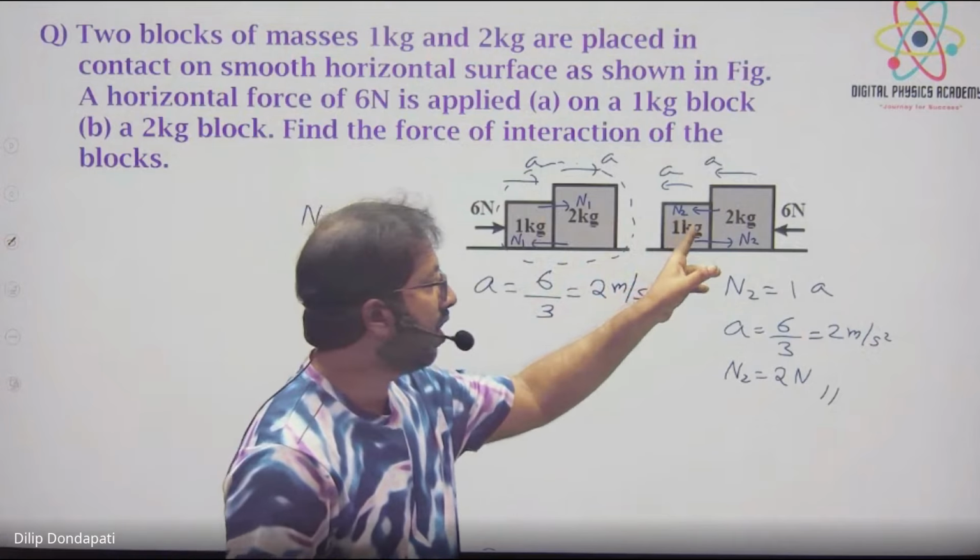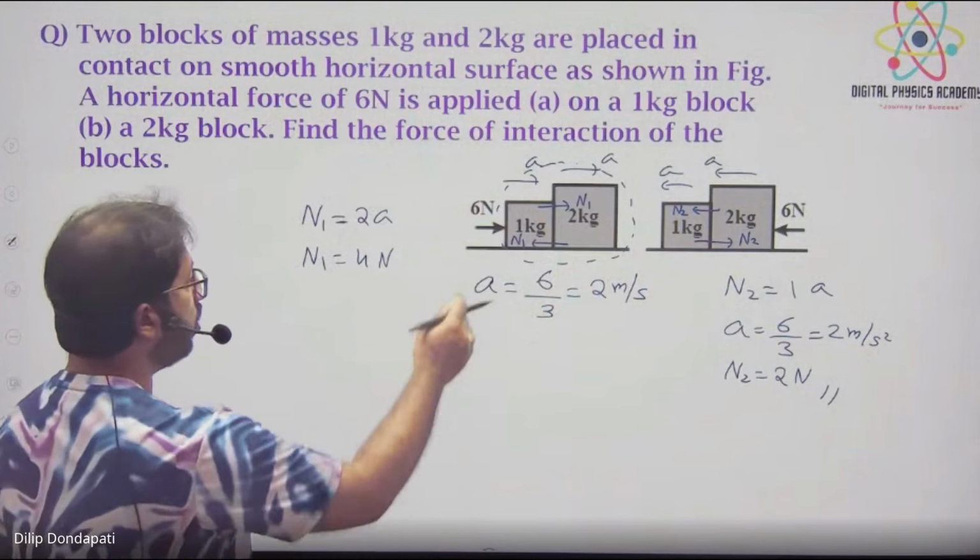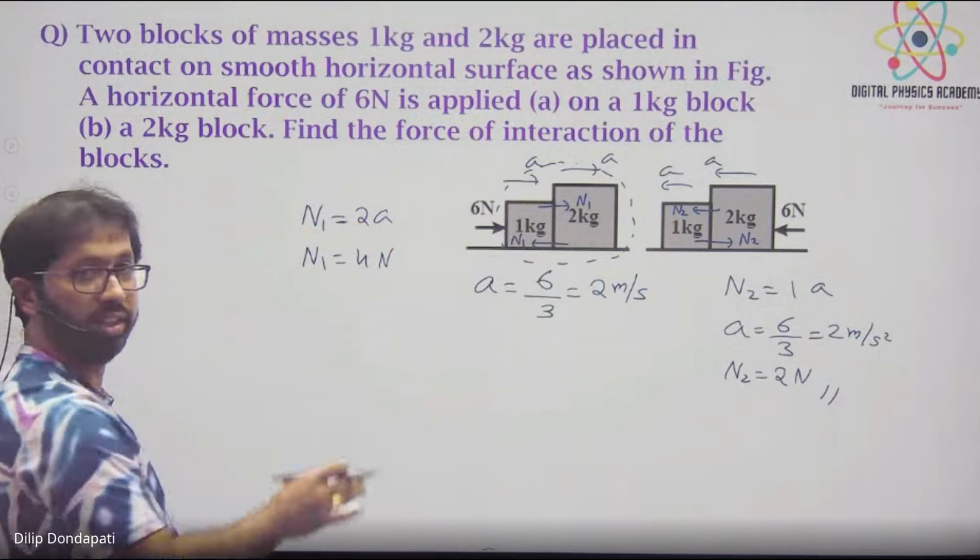N2 be 1a, sir? Isn't there 6 newtons acting on the 1 kg block? No, 6 newtons is not acting on the 1 kg block. First, it acts on the 1 kg block, but I am using it for the 2 kg directly. It will be easy. See, force of interaction means they are both the same only.